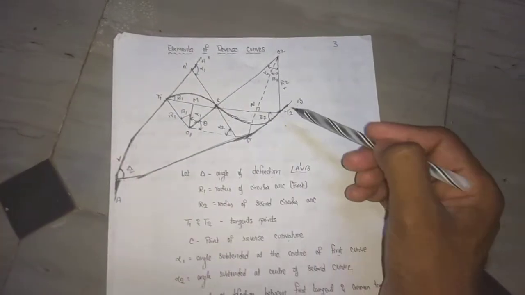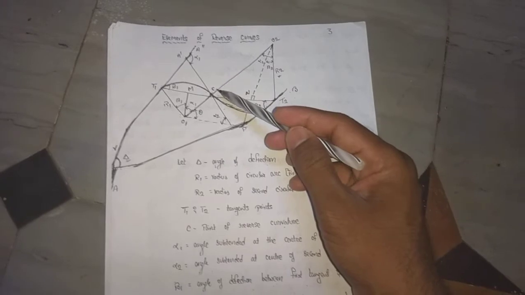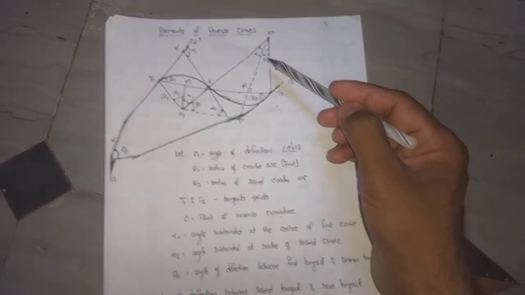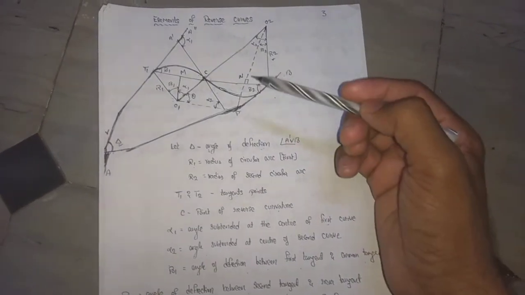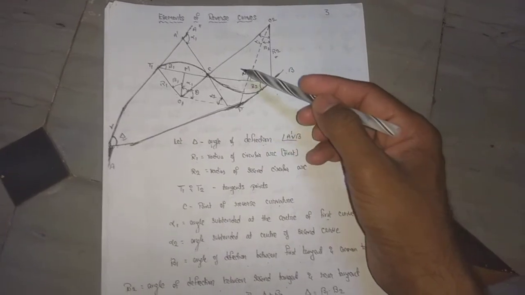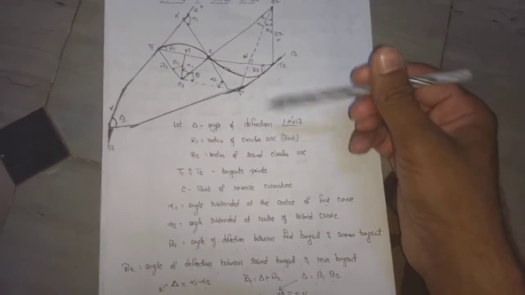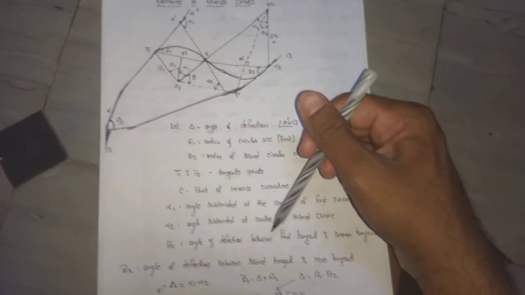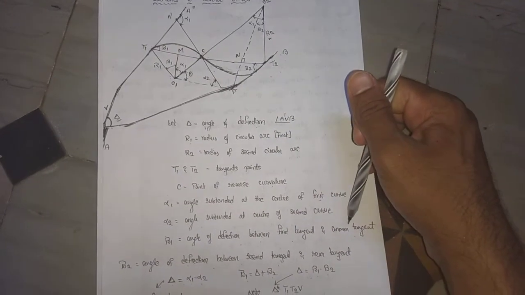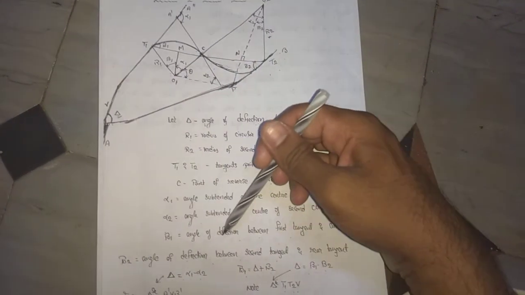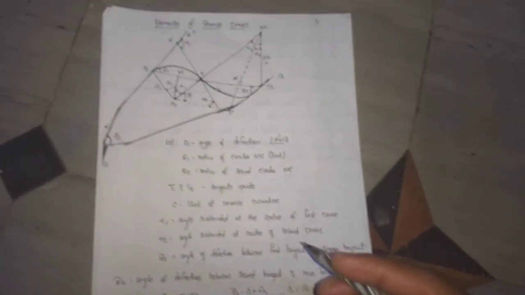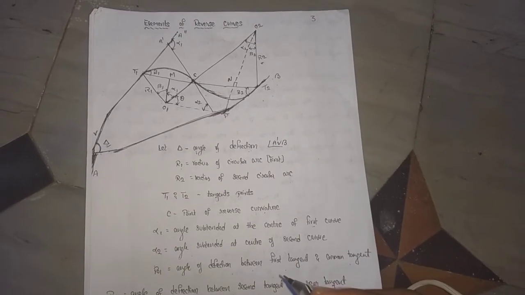Tangents T1, T2. C is the point of curvature and alpha 1 is the angle subtended at the first curve. Alpha 2 is the subtended angle of the second curve. Beta 1 is the angle of deflection between the first tangent and the rear tangent. Next, the angle of deflection between the second tangent and the rear tangent. These are the important elements of the reverse curve. I hope you understand, students.